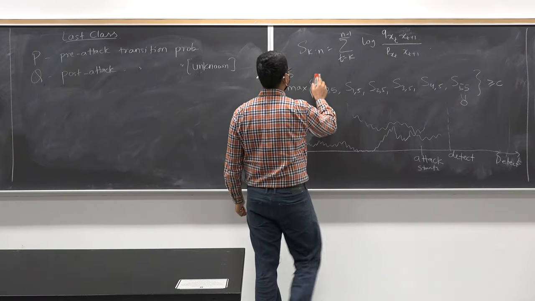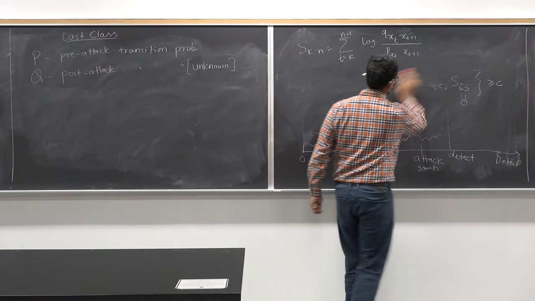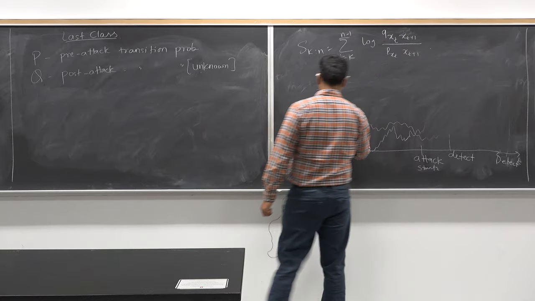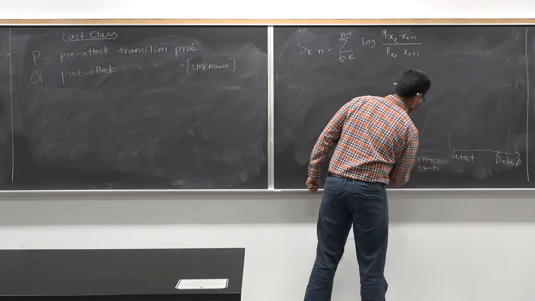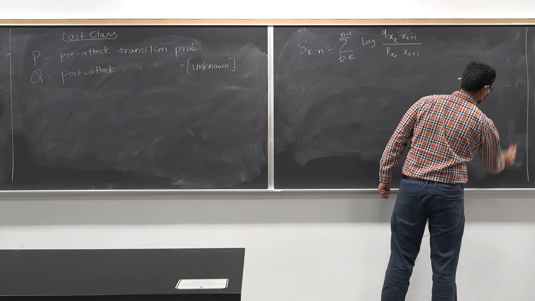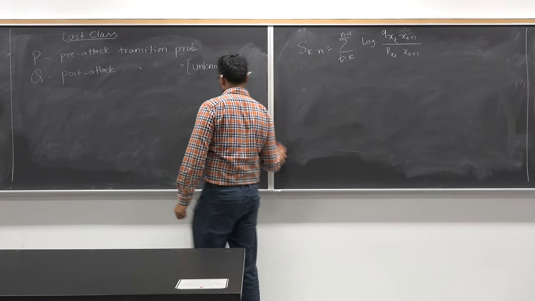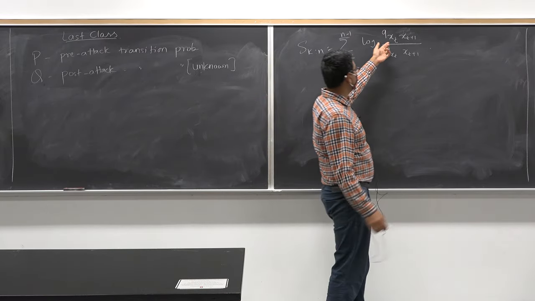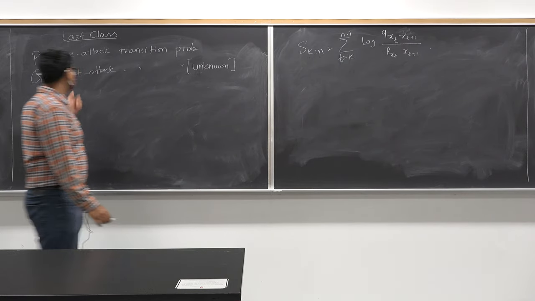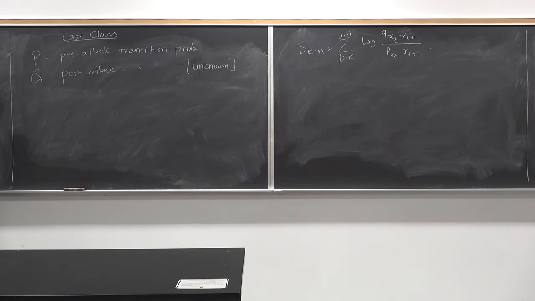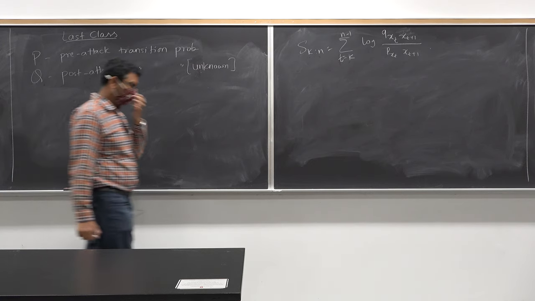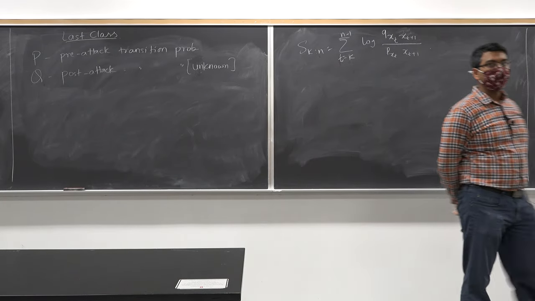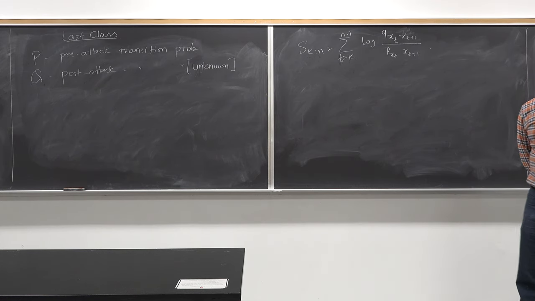So what do you think we should do? This was my S_k^n, and it required knowledge of Q. Now I don't know what Q is. What can I do? What would you do? We cannot estimate... But you have the data, so you can estimate.